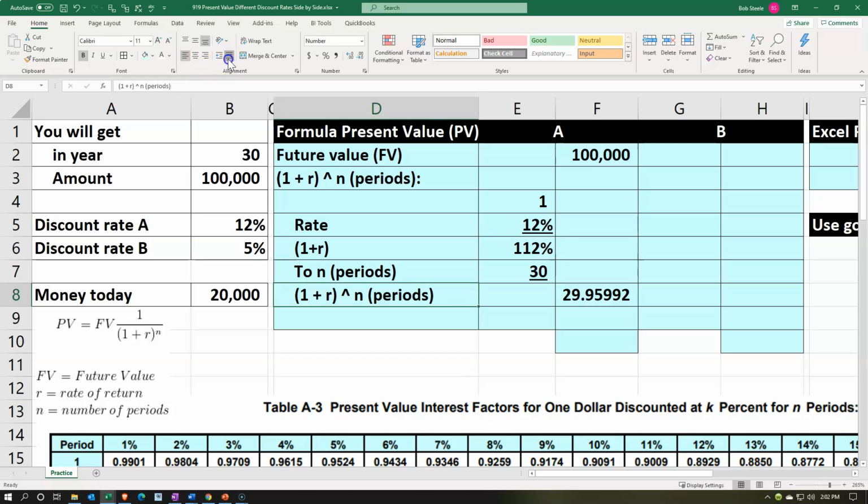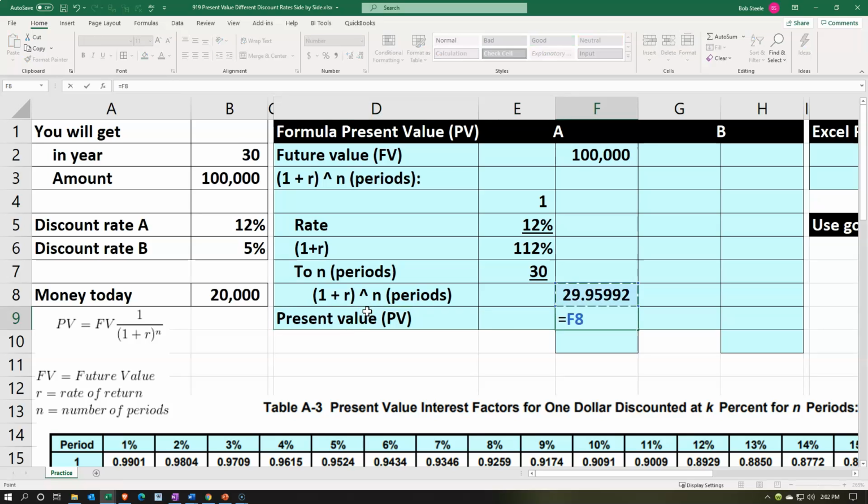I'll indent one more time. Home tab, alignment, indent. Then we're going to have the present value calculated as equal to the 100,000 divided by the amount we had there, which is going to be equal to 3,377. Let's add some decimals. Home tab, numbers, add a few decimals. There we have it. Let's underline here, Home tab, Font group, and underline.